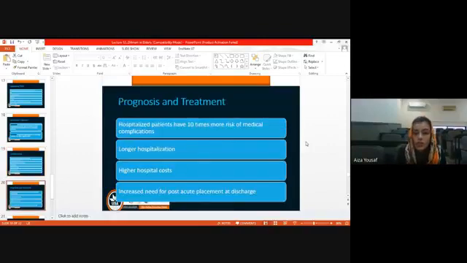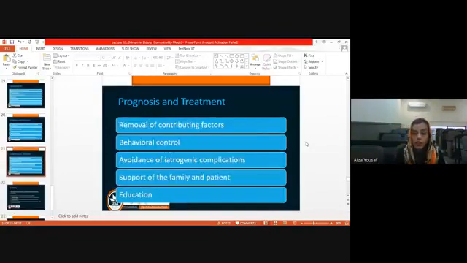Now, what will be the prognosis and treatment? Hospitalized patients have 10 times more risk of medical complications when suffering from delirium. So, if a patient has a longer hospitalization, it may cost higher hospital costs and increase the need for post-acute placement at discharge. The treatment should include removal of contributing factors, or the removal of definite causes which cause or predispose to delirium.